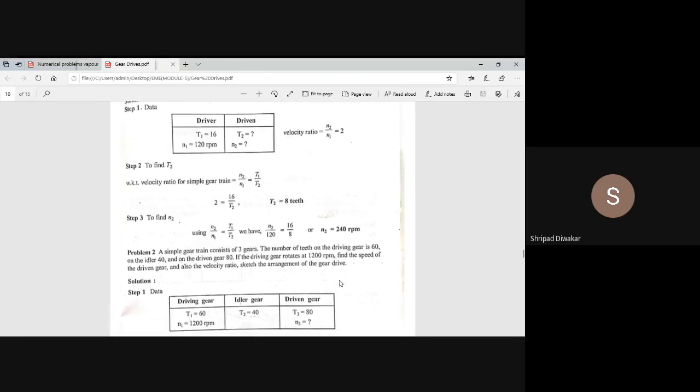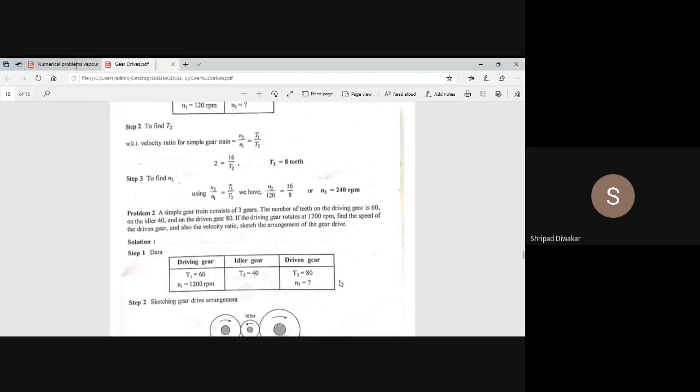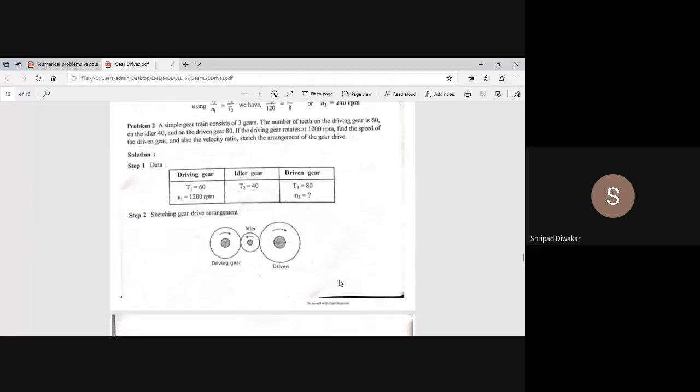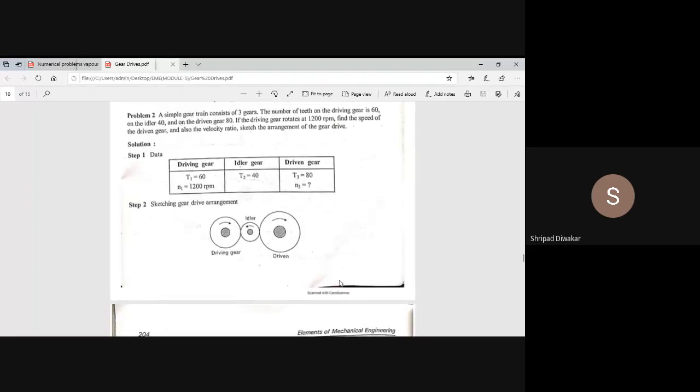Remember that in a gear drive, speed is inversely proportional to the diameter as well as the number of teeth. Now the second problem. A gear train is a structure consisting of more than 2 gears. We have an intermediate gear, which is also called an idler gear. A simple gear train consisting of 3 gears.